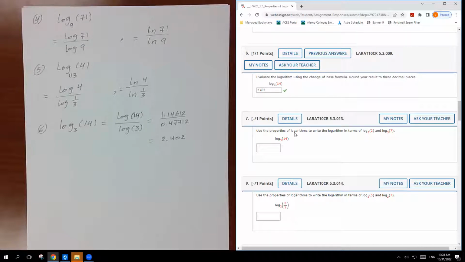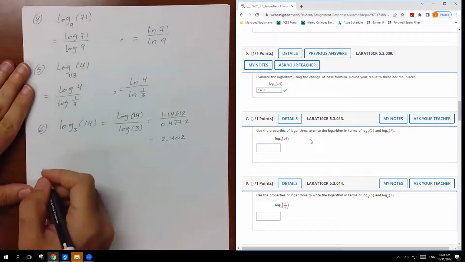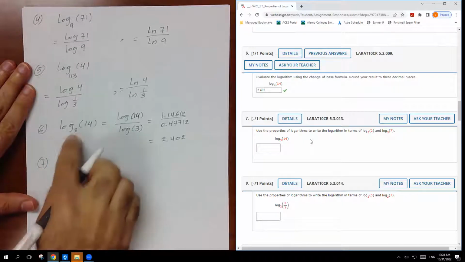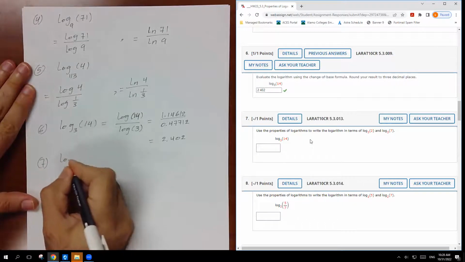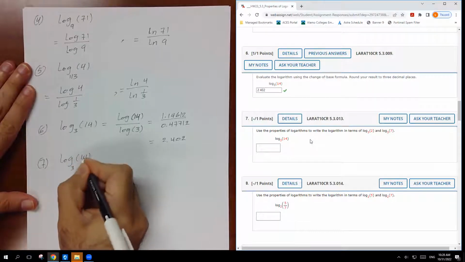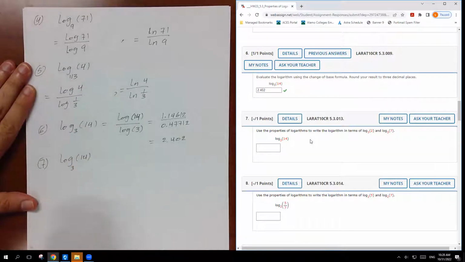We're going to use the properties of logarithm to find the result in terms of log base 3 of 2 and log base 3 of 7. So if you look at the 14, this is example 7, it's the same example here, the same result. But now you have to use what they ask you to use. We have to use the properties.